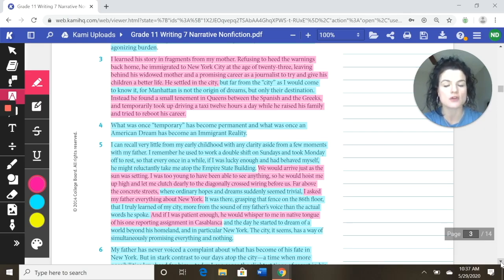I asked my father everything about New York. It was there, grasping the fence on the 86th floor, that I truly learned of my city, more from the sound of my father's voice than the actual words he spoke. And if I was patient enough, he would whisper to me in his native tongue of one of his reporting assignments at Casablanca, and the day he started to dream of a world beyond his homeland, and in particular New York. The city, it seems, has a way of simultaneously promising everything and nothing.